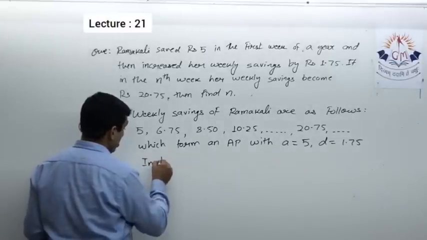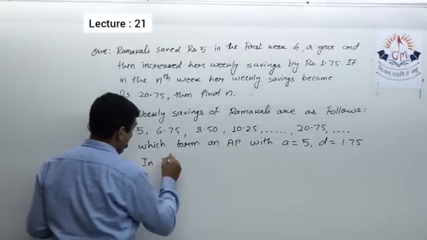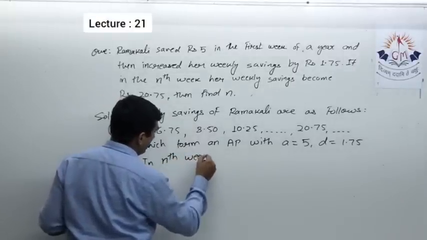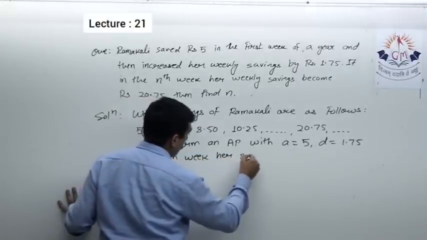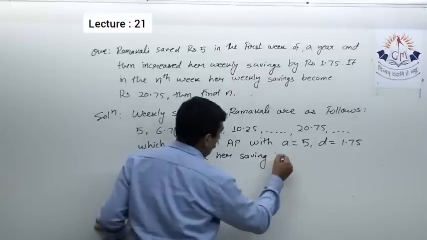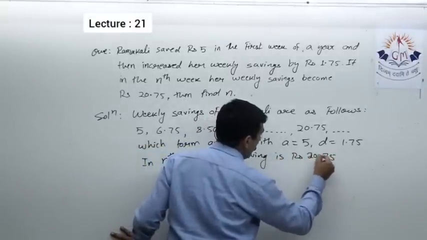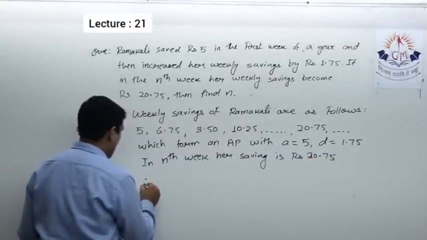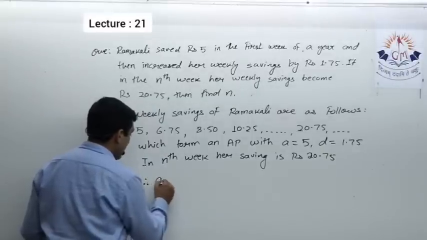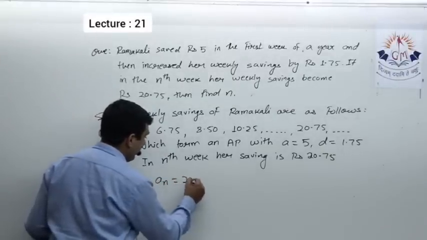In nth week, her saving is rupees 20.75. Therefore I can say, an is equal to 20.75.